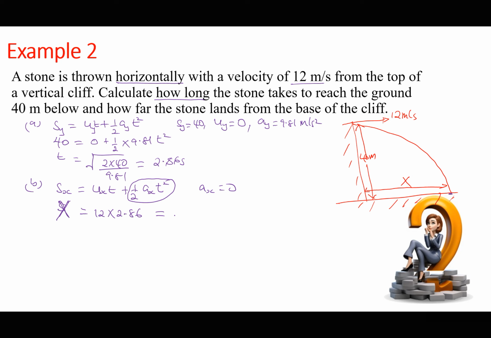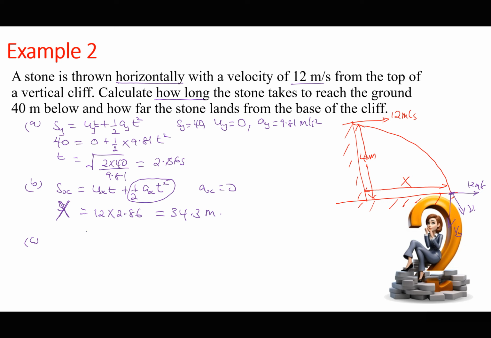So this is going to be 12 times 2.86. This is giving us approximately 34.3 meters. Now I will create my own third equation, that is finding the velocity with which it lands at this point here. Remember, it has velocity in the horizontal which remains 12 meters per second throughout. Then it has velocity in the vertical which we are going to find as Vy. Then the resultant is the resultant velocity there.